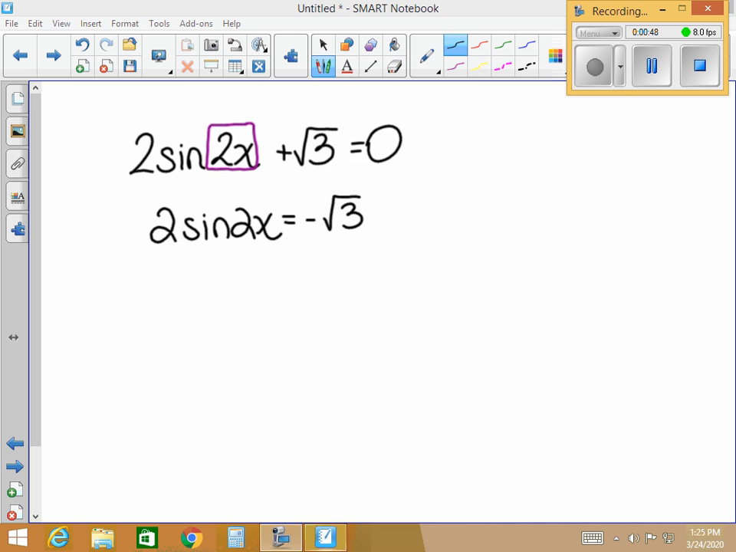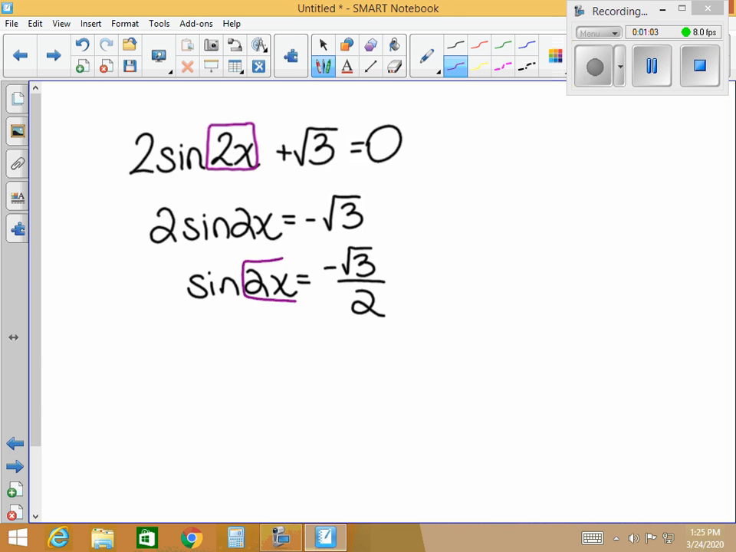So subtract square root of 3 from both sides, and divide both sides by 2 to get negative square root of 3 over 2. Okay. And again, I'm just going to put a big box around this for right now. What we're after now is what angles make the sine function negative square root of 3 over 2.